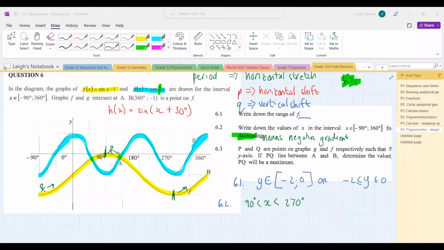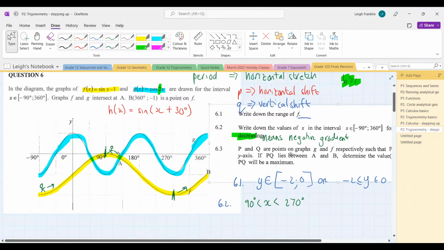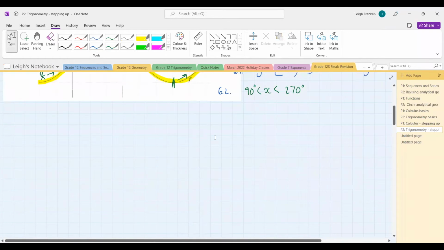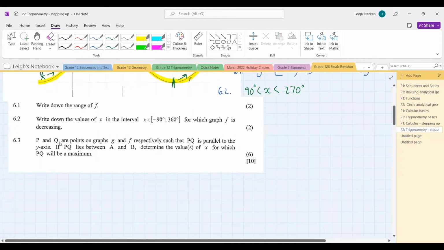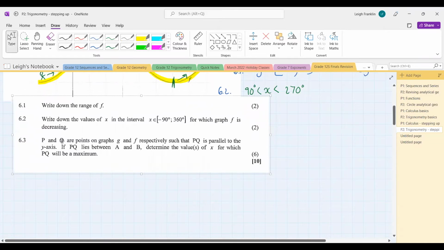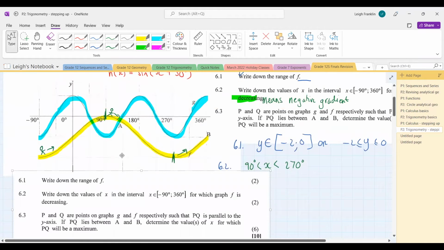All right. And now the real reason why we are doing this question, because of question 6.3. This is a bit of a nasty one. What I'm going to do is copy it and put it over here. The question in 6.3 is: P and Q are points on graphs G and F respectively. So P is a point on G and Q is a point on F, such that PQ is parallel to the y-axis.